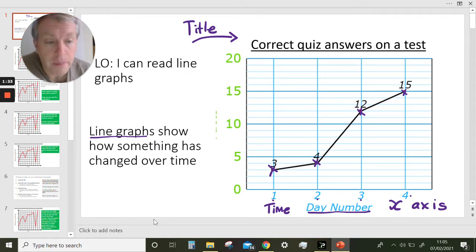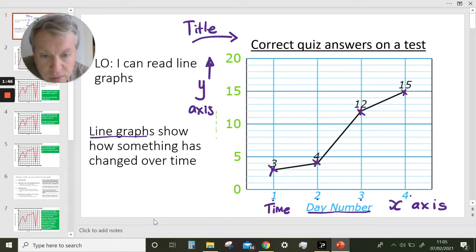Okay, interesting. And now let's look at the y-axis, which is this axis going vertically up and down. So starting from 0, okay, that's the lowest score you can get on the test, 5, 10, 15, 20. Okay, well, it looks like it might have been a test out of 20. And we can see correct quiz answers on a test. So it starts off with a very low score. Maybe that's normal, the first day of the test.